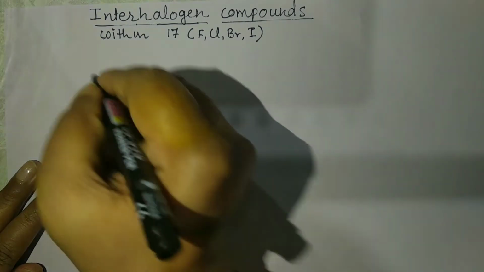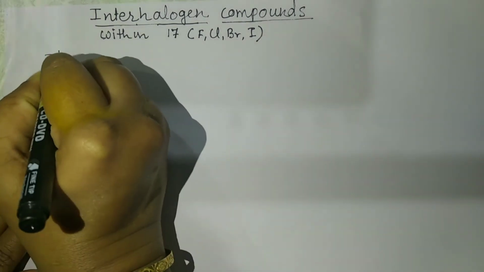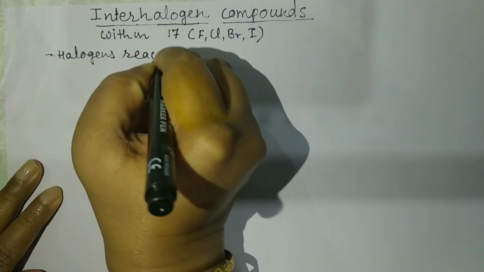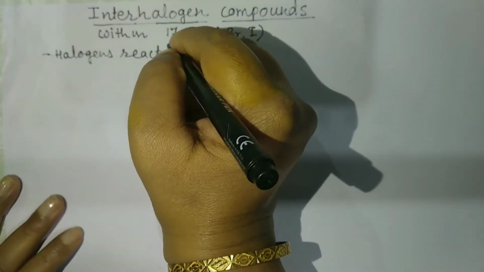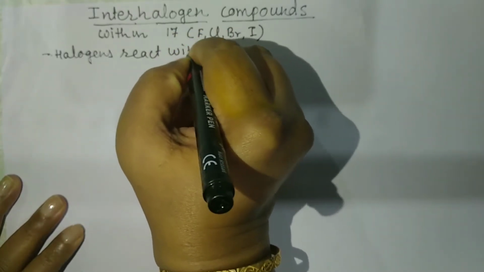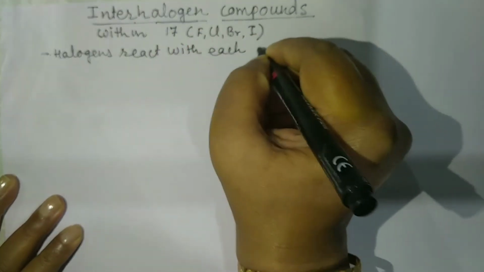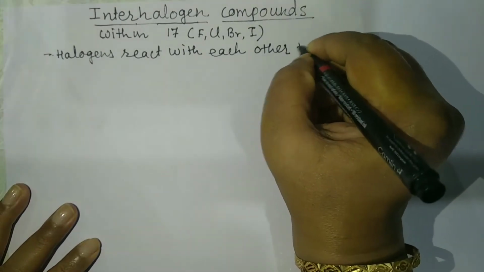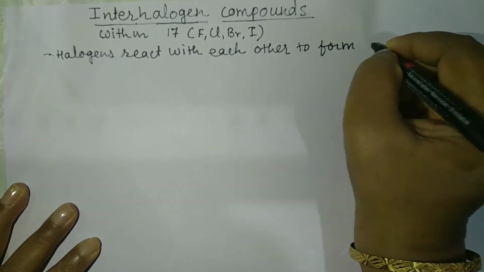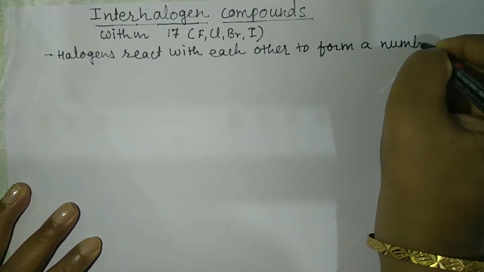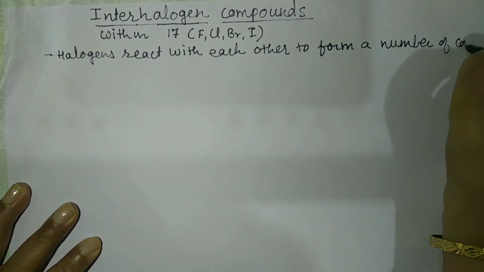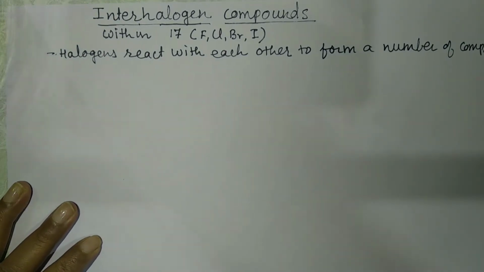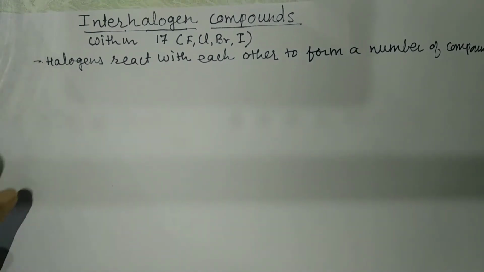Halogens react with each other. So, how can I define them? Halogens react with each other to form a number of compounds, and those compounds are called interhalogen compounds.